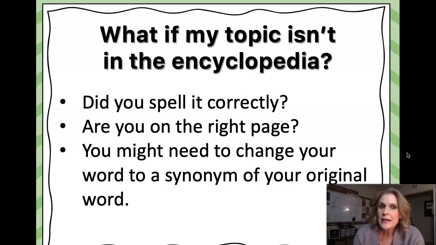What if my topic isn't in the encyclopedia? Once again, did you spell it correctly? Are you on the right page? You might need to change your word to a synonym of your original word.